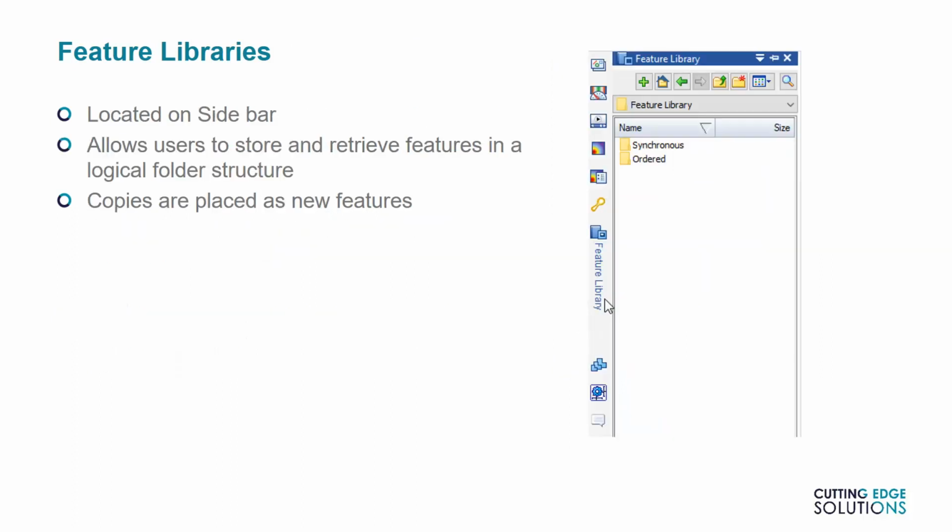The library is located on the sidebar of each part and sheet metal environment, and you can create your own folders, subfolders, etc., with the new folder button right here. This is where you store features for future use and drag in copies. You'll notice that I've created separate folders for synchronous and ordered features, and I'll explain why in a minute.